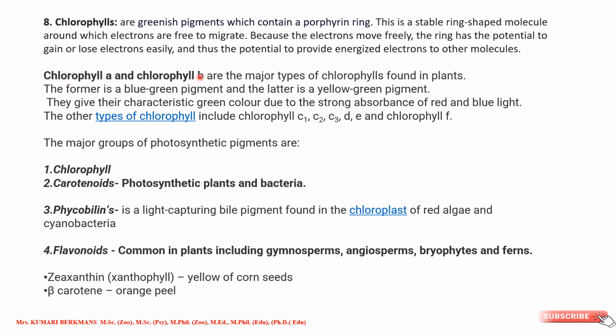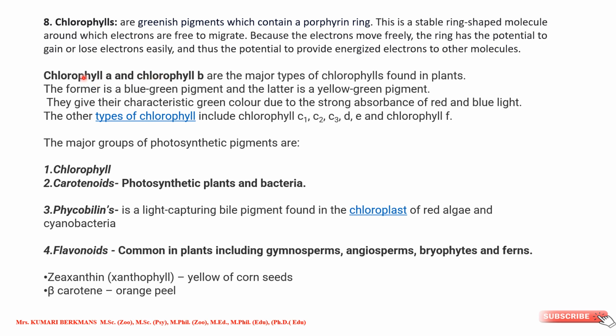Now, chlorophyll A and chlorophyll B. These are the two major pigments, found in the higher plants. The former one, chlorophyll A, is a blue-green pigment. The latter one, chlorophyll B, is a yellow-green pigment. Chlorophyll B is yellow-green, chlorophyll A is blue-green.